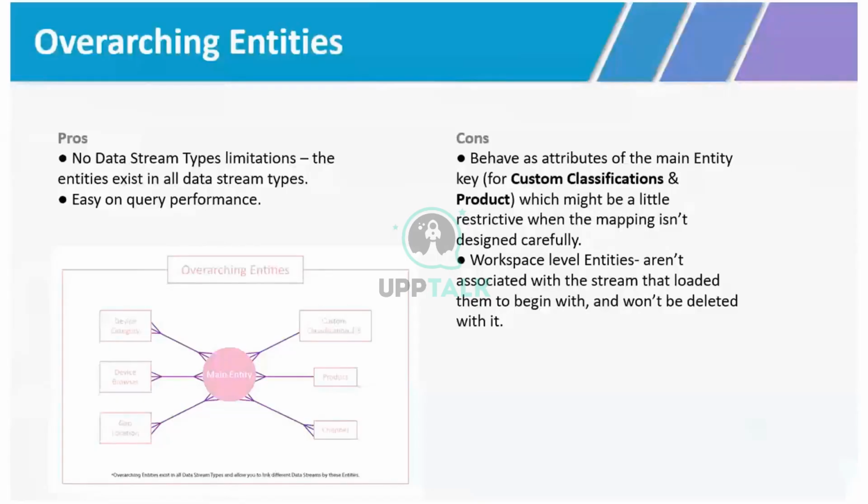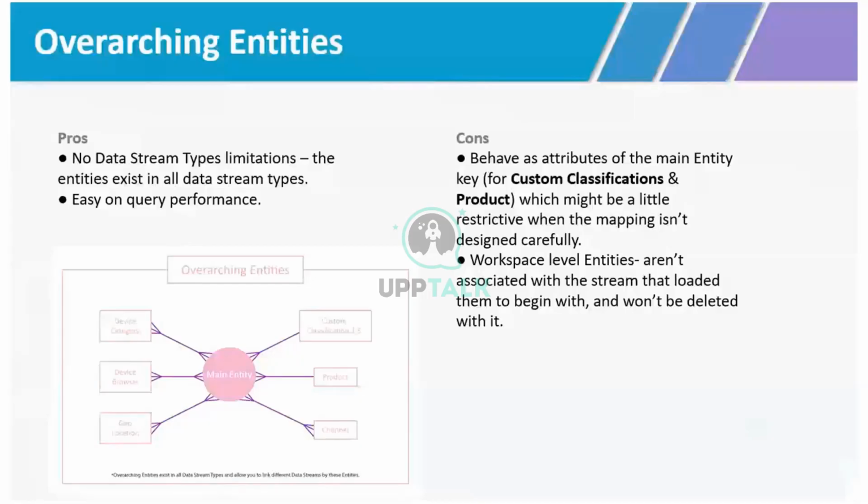But what happens with custom classifications for media buy is this: whenever we create a custom classification for media buy, as we mentioned, the custom classification will act as an attribute of the main entity. If my main entity is media buy, then for every media buy, there will always be one value in the custom classification, right?